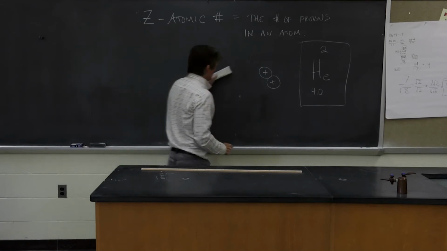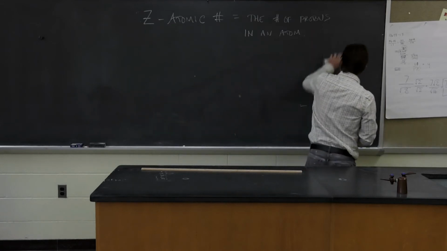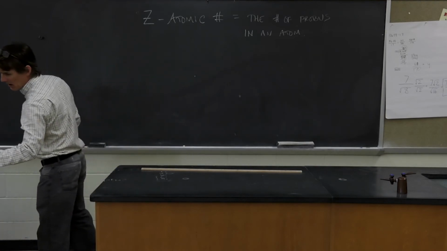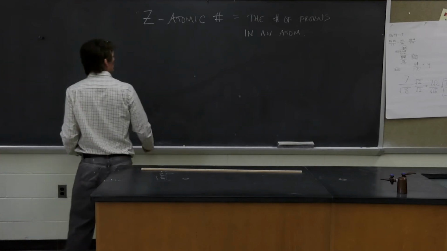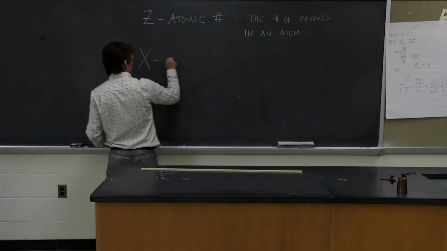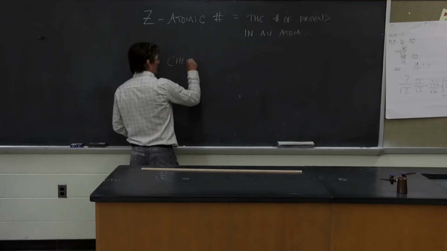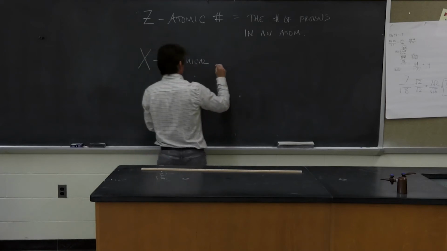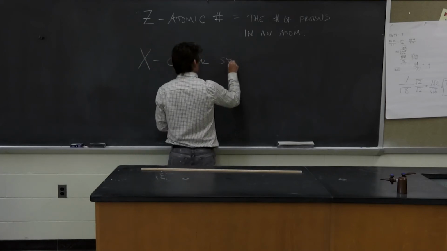Okay, so we've got the atomic number, Z. You may also see, well, I'll just write X. We'll just make X the chemical symbol, which I just talked about, right? The first letter is always capital. The second letter is always lowercase. So this is going to be the chemical symbol.